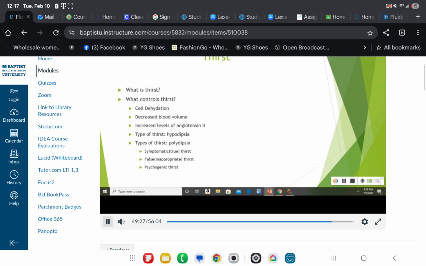So we have a couple of big categories of thirst. Your first category is hypodipsia. Hypodipsia is the decreased ability to sense that you are thirsty. This could happen because you have lesions in the hypothalamus, because thirst is controlled by the hypothalamus. That's where the whole process is controlled. And this could be a normal process that can happen as we age.